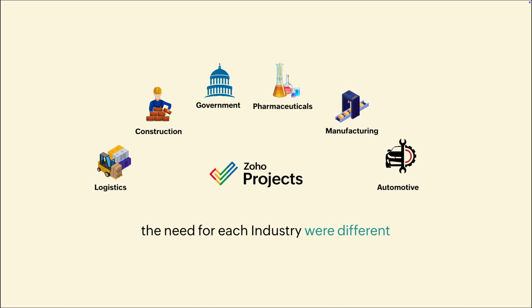So the need for each of the industries was different, right? If you take the case of logistics, you want to track orders, you want to track inventory. If you take the case of construction, then you want to track materials, procurement, right? So those are the cases I'm talking about. The need for each industry was different.